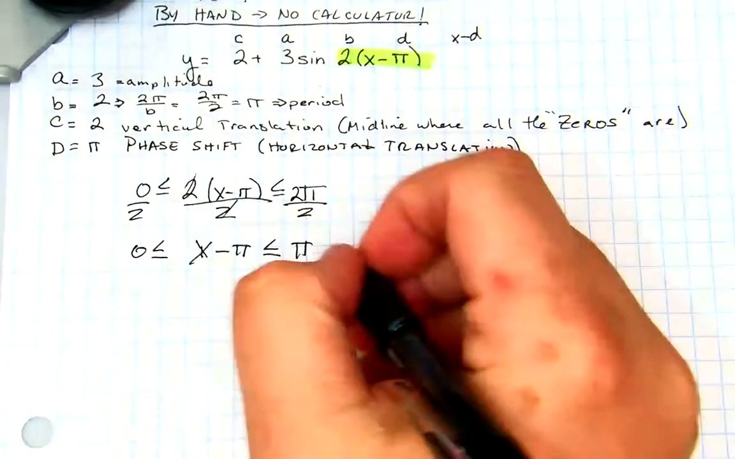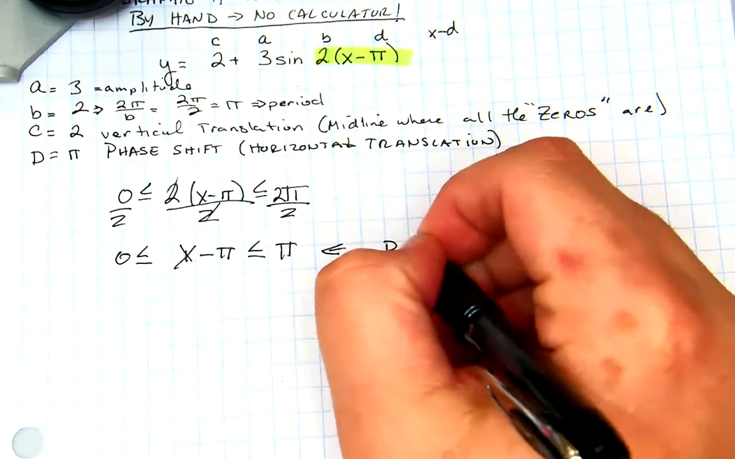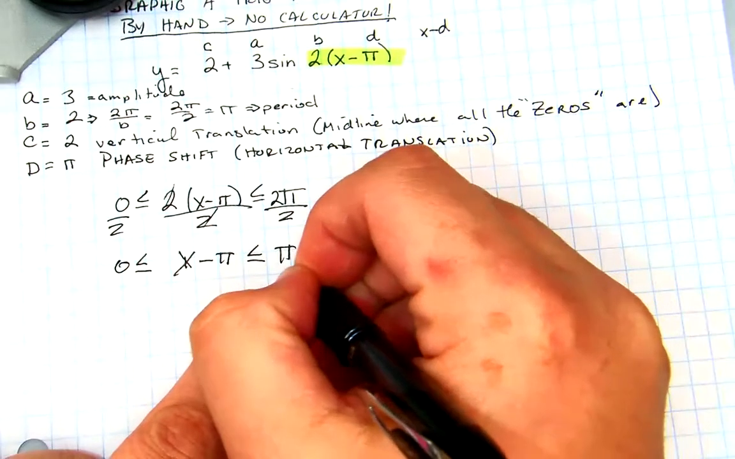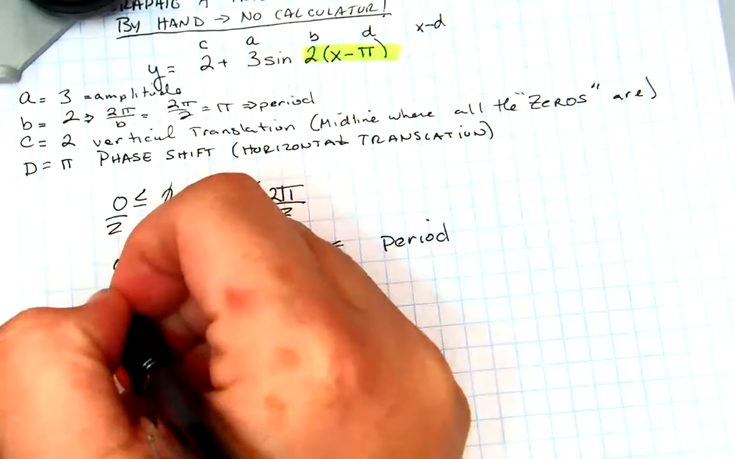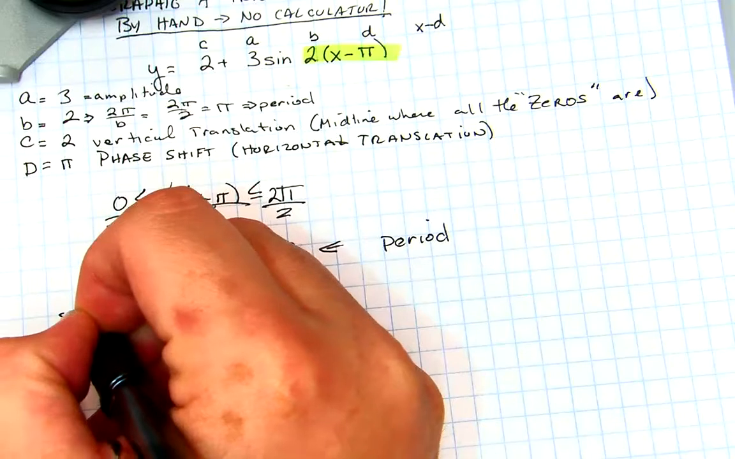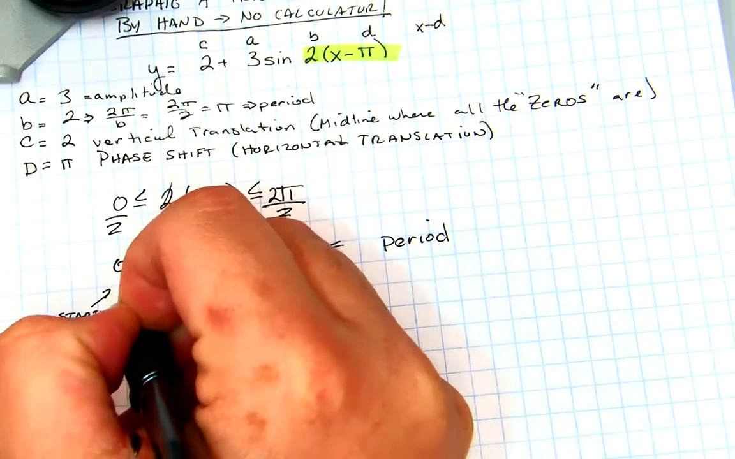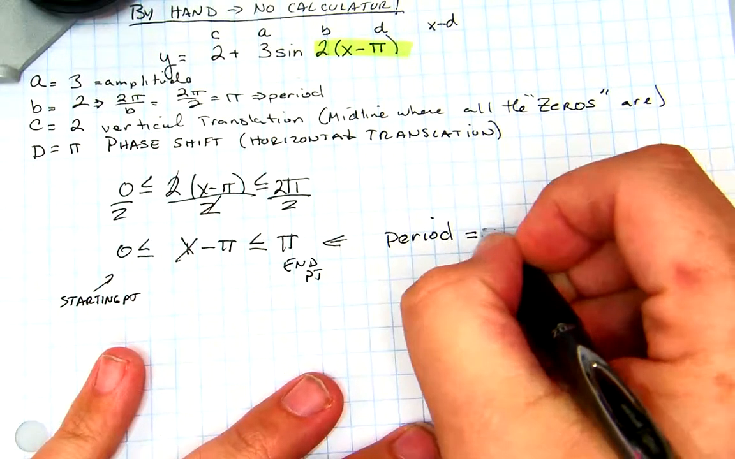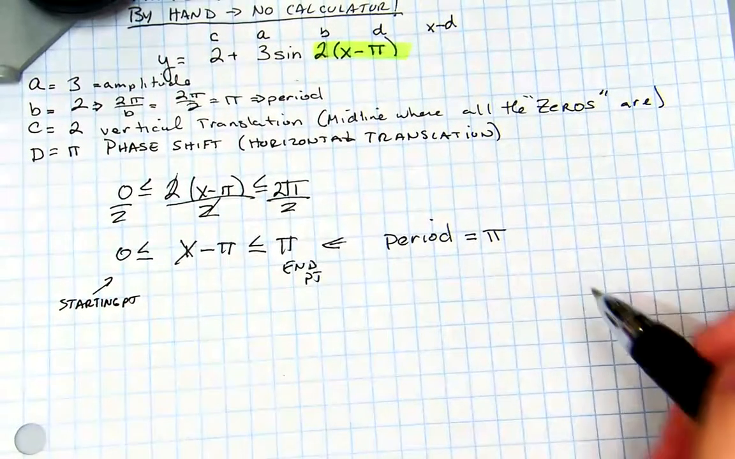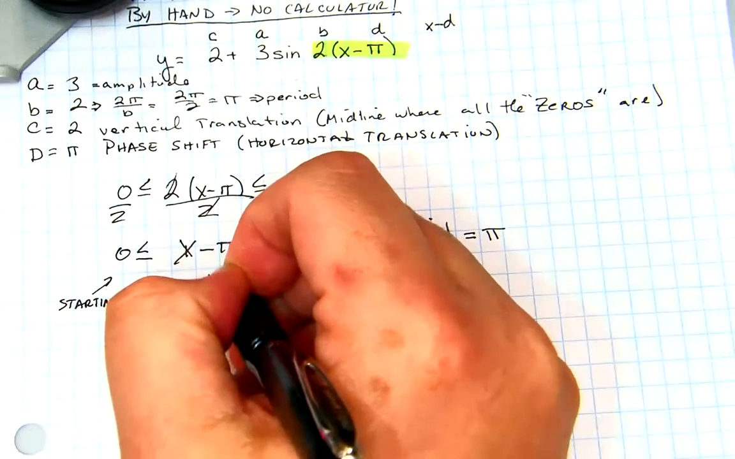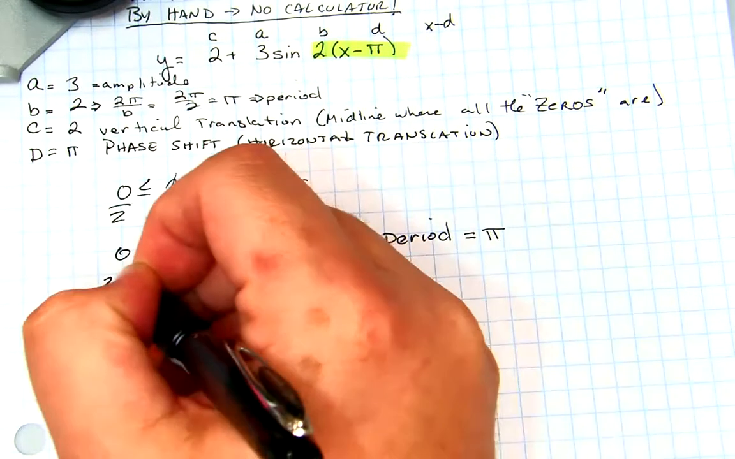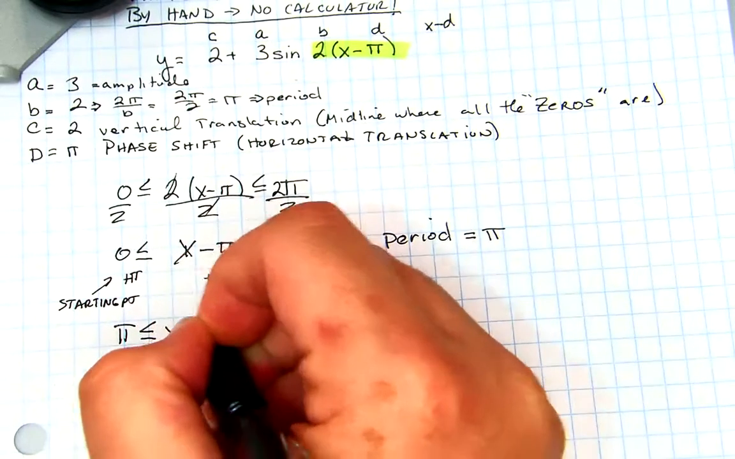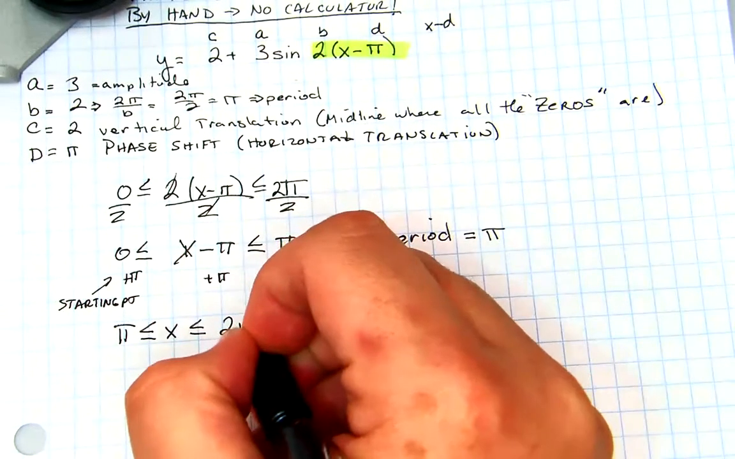Now from here, I can say, alright, my period, I can take the end point, this is my end point, this is my starting point, that's what they represent. And I can see now, since it's 0, that my period is going to be equal to pi, which is what we figured out up here. So we can get that from there. And I'm going to add pi to all 3 sides. And I'm going to get pi is less than or equal to x, which is less than or equal to 2 pi.